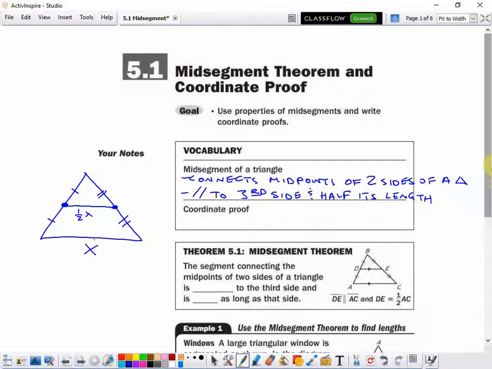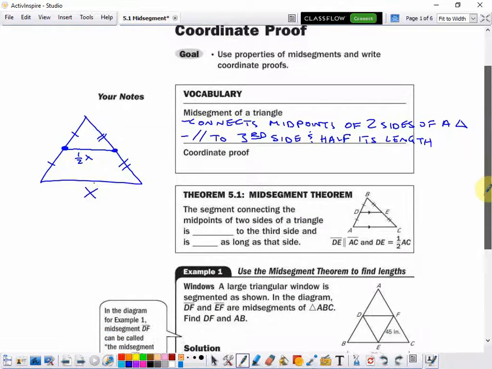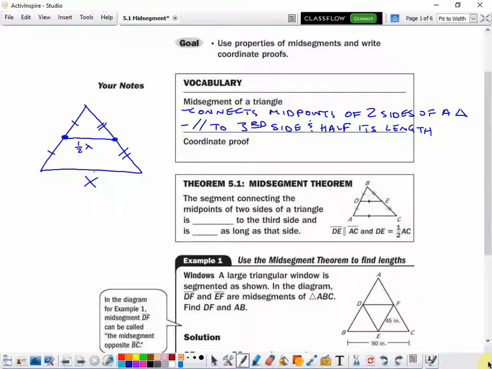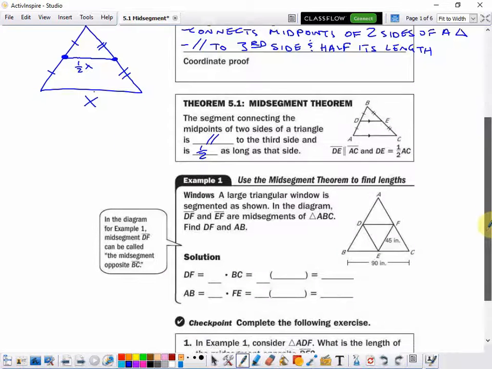Okay, so we're going to skip coordinate proof and go on to the mid-segment theorem. The segment connecting the midpoints of two sides of a triangle, that's called a mid-segment, is parallel to the third side and half as long as that side. So DE here is a mid-segment. It is parallel to AC and it's half as long as AC.